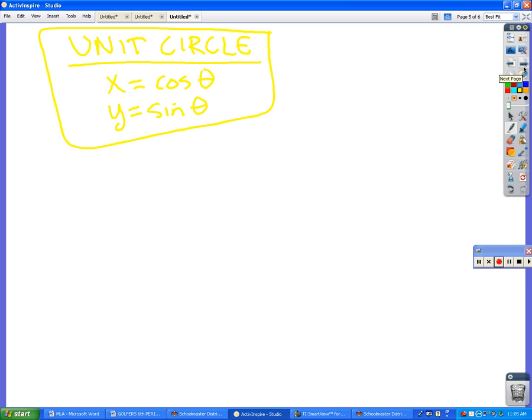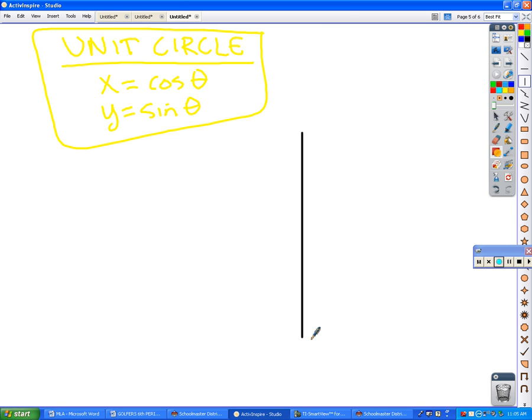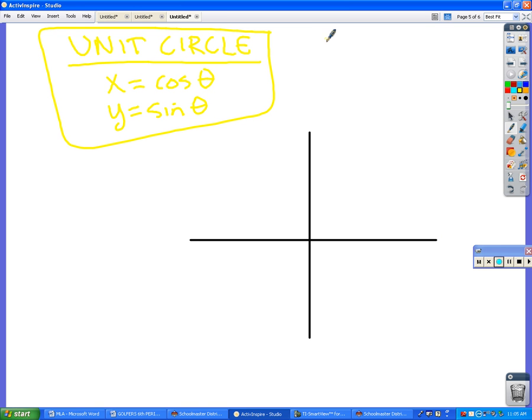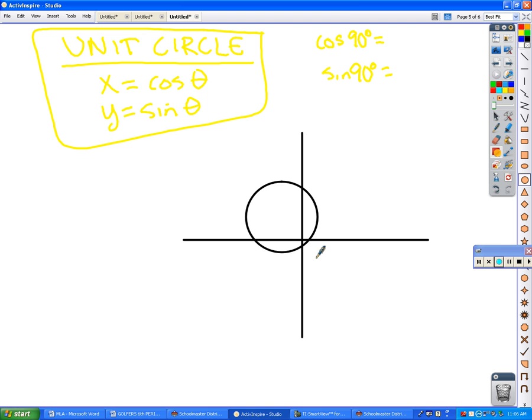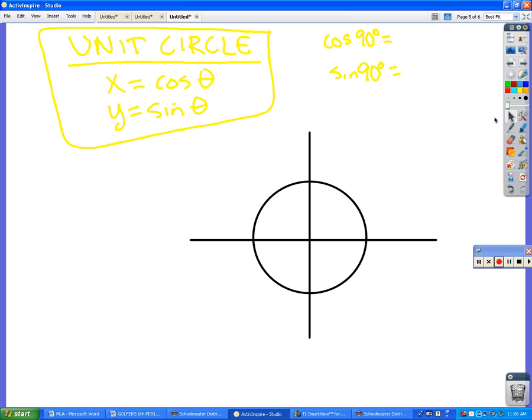Now we're actually going to do it. Okay, so let's figure out the cosine of 90 degrees and the sine of 90 degrees, okay? And we are on the unit circle here. So this is a circle with a radius of, we just talked about it, a radius of 1, okay?